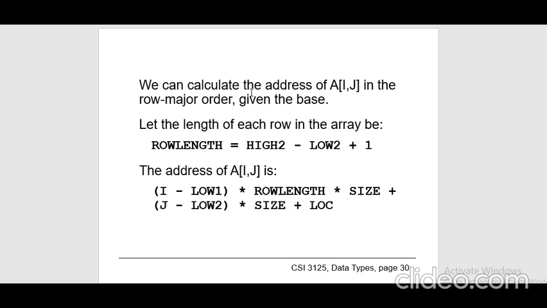We can calculate the address of A[i][j] in row major order given the spaces. Let the row length equal high 2 minus low 2 plus 1. Address of A[i][j] is (i minus low 1) into row length into size. The relation between array and pointers: they closely relate to each other such that we can use pointers to perform all the possible operations of the array. The array name is a constant pointer to the first element of the array, and an array decays to a pointer when passed to a function.